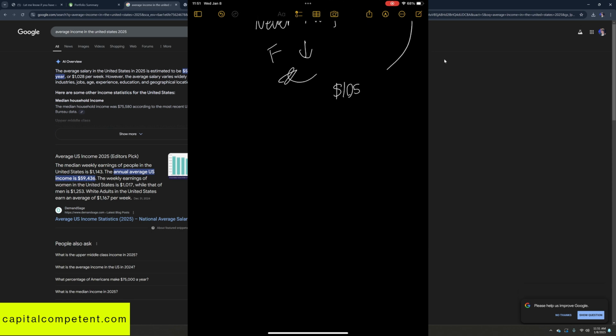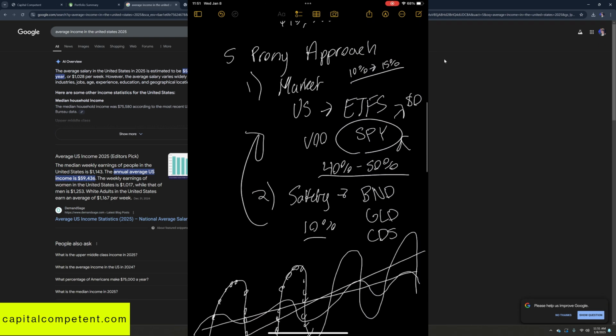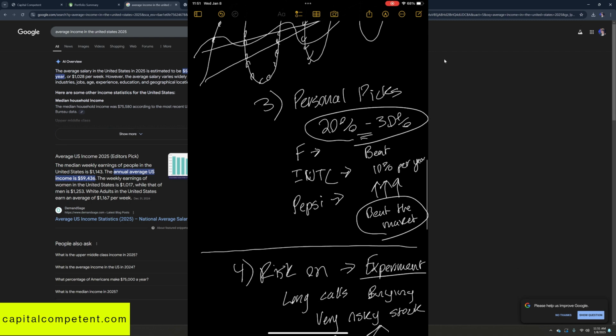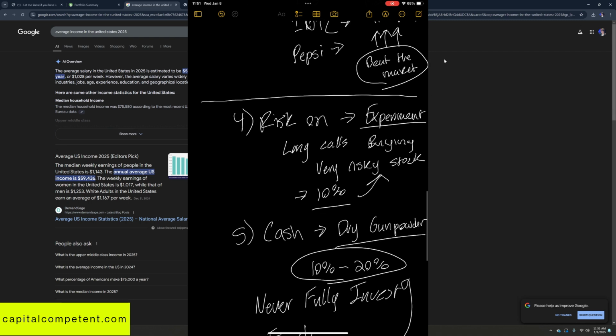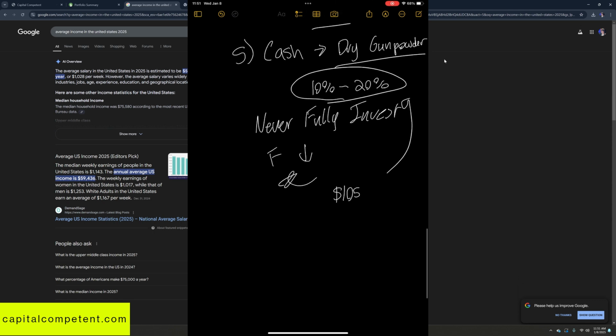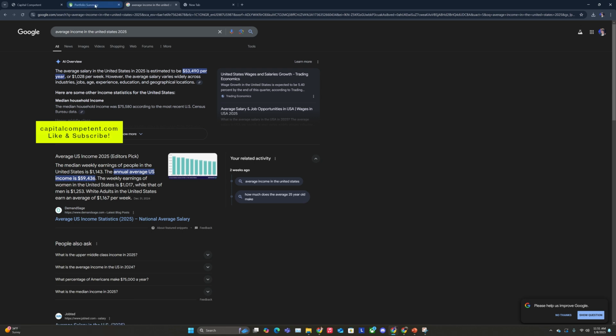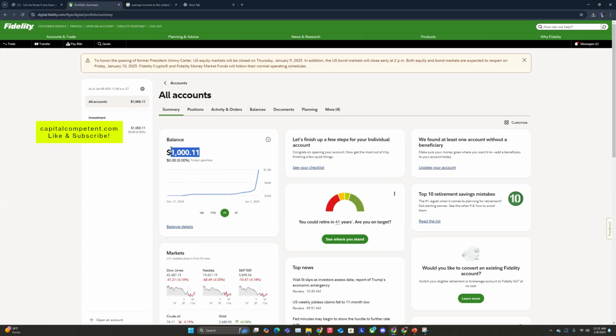So these are our 5 prongs, okay? We're going to go from market, safety, personal picks, risk on, make your mistakes, learn your lessons, and then dry gunpowder. Okay, if we go back to the portfolio, all right, this is $1,000. I'm going to do some research. I'm going to plan on making this video every Friday. Okay, this is going to slowly go up, and then we're going to have a celebration once we hit 10K.